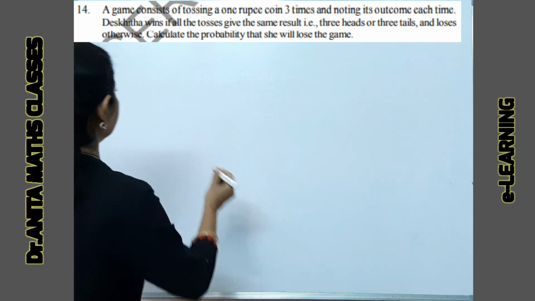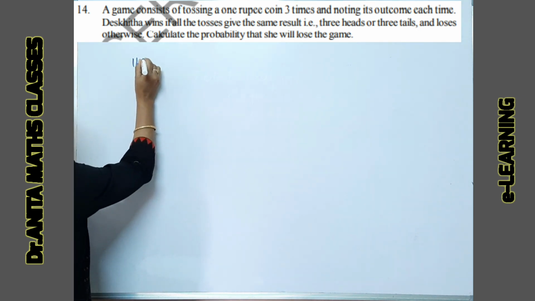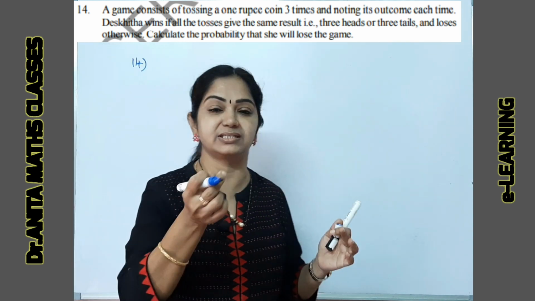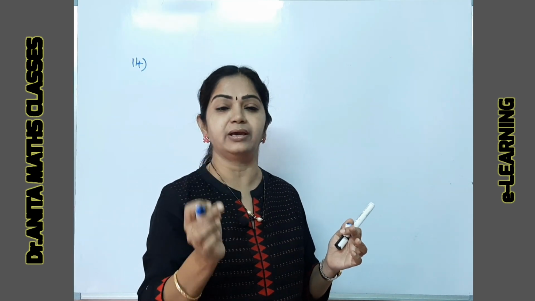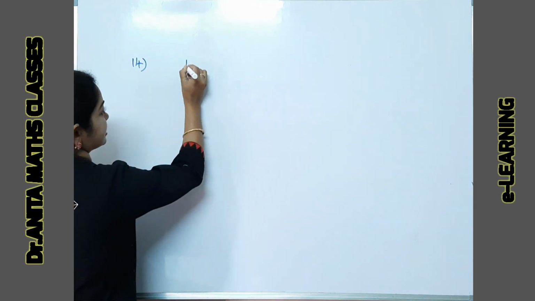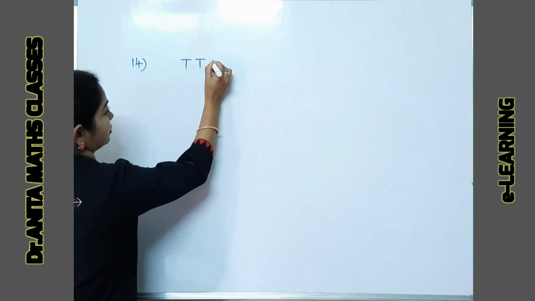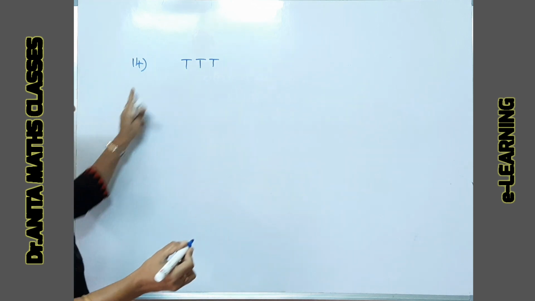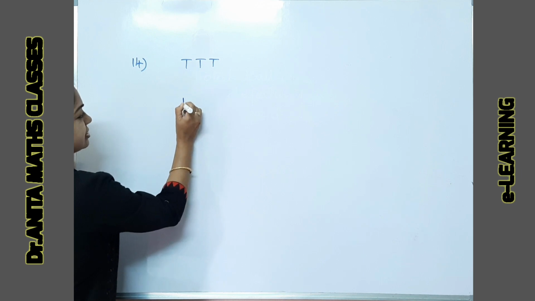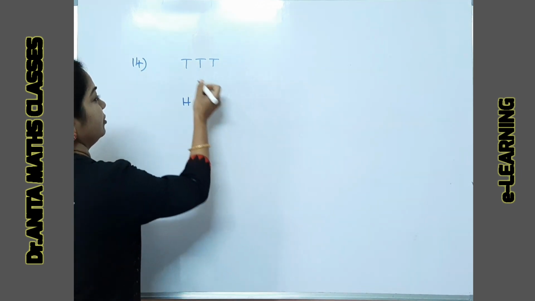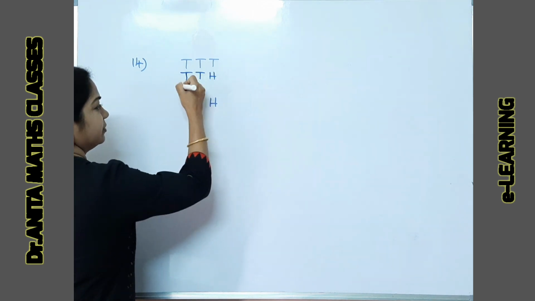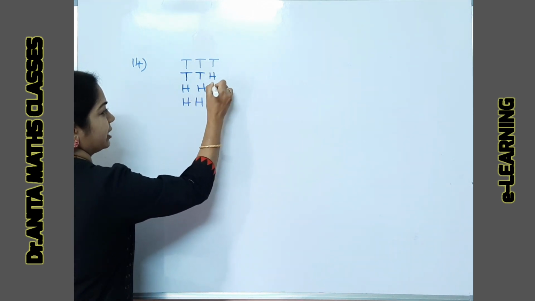Here, this is the 14th problem. So how many possible outcomes will we get when the experiment is done with 1 single rupee coin, tossing it 3 times? Let us start with tails. So 3 times I have tossed, I got 3 tails. The reverse of that you can also take as heads, 3 times. Then the possibilities, we write 2 tails and 1 heads. For the reverse one, 2 heads and 1 tails.